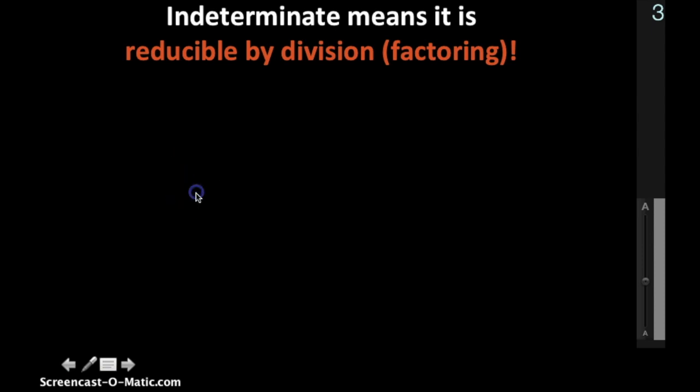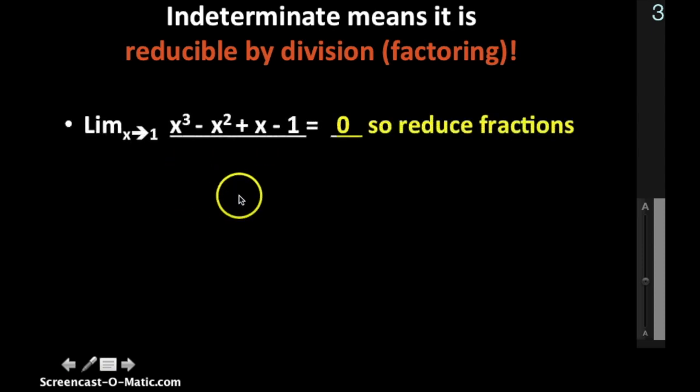Indeterminate means it is irreducible by factoring, or it is reducible by factoring. So as it turns out, here's a problem where I would know what that graph is. When I plug in my 1, substituting, I get 0 over 0. Well, that's good news and bad news. The good news is you can reduce this. The bad news is you can reduce this.